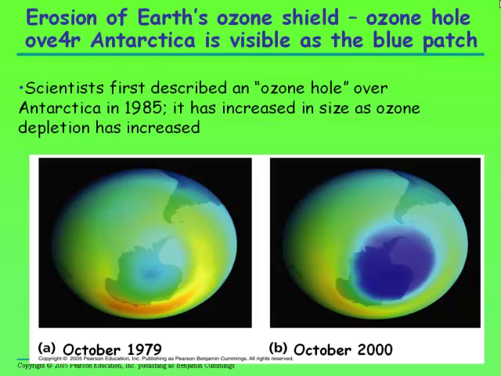So, erosion of Earth's ozone shield, the ozone hole over Antarctica is visible as a blue patch. So here's 1979. Here's October 2000. Scientists first described an ozone hole over Antarctica in 1985, and it has increased in size as ozone depletion has increased. So you can see that it's very visible as the dark patch in these images based on atmospheric data. So you can even feel the increased radiation if you are in southern South America, such as Argentina.